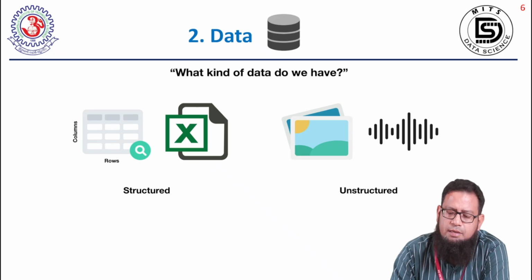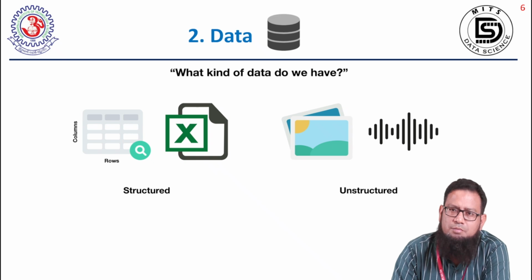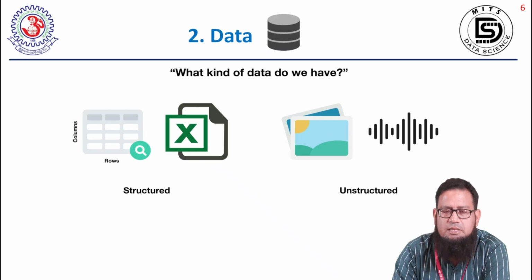So now your data can be structured. For example, we are trying to get the information about the students. So we'll have the roll number, student name, mobile number, gender, and all this. When your data is in the form of rows and columns, like in Excel or a CSV file, these are called structured data.